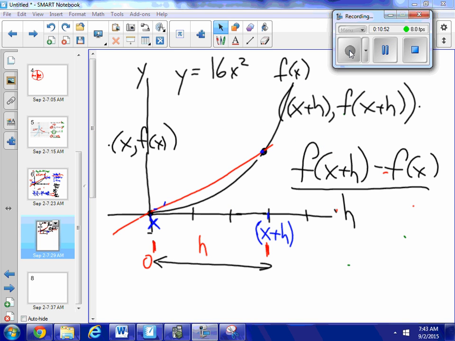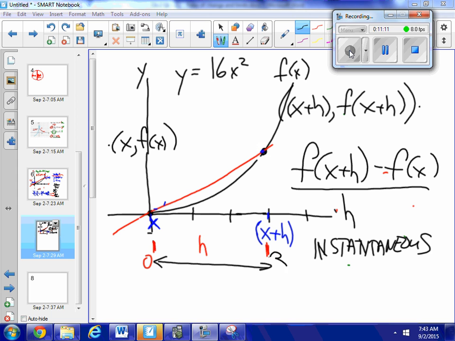But what I want to find now is instantaneous. Instantaneous. I think, if I spelled it wrong, forgive me. Instantaneous rate of speed. I want to find the rate of speed right here at this exact second where x is equal to 3. That's what I want to find. I don't want to find the average rate of speed over 3 seconds. I want to find the rate of speed right there at that spot.